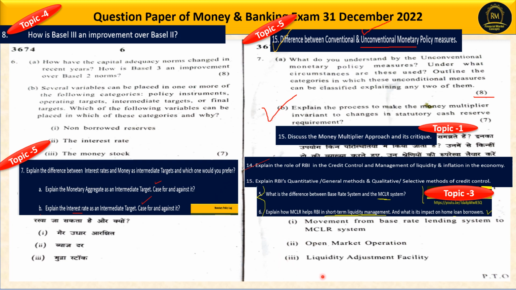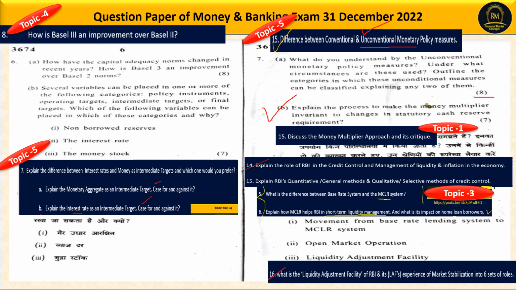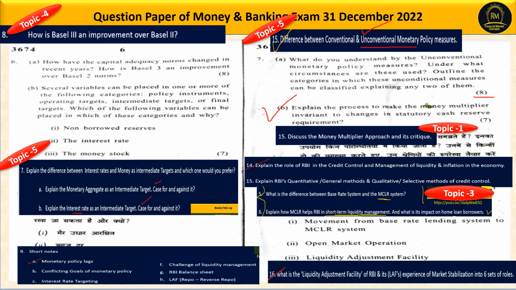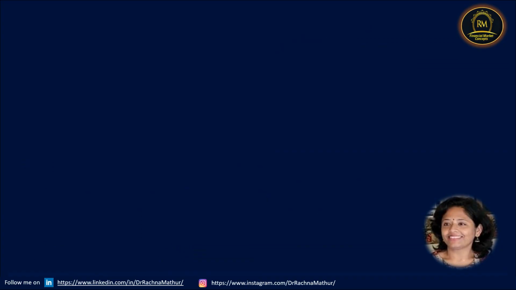And the last question is the liquidity adjustment facility. So in question number 16 and question number 9 of topic 5, I asked you many times in the video to prepare the liquidity adjustment facility very nicely, because nowadays RBI is focusing more on repo and reverse repo for management of liquidity in the economy. I hope that my sample questions must have helped you in the preparation of the money and banking paper.